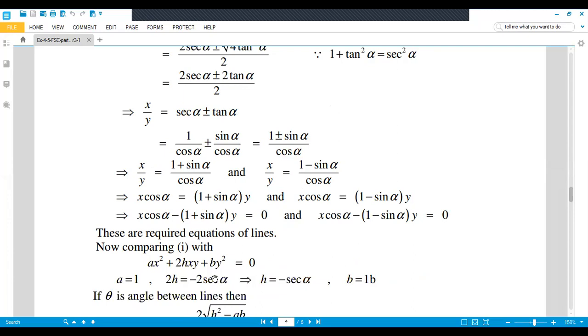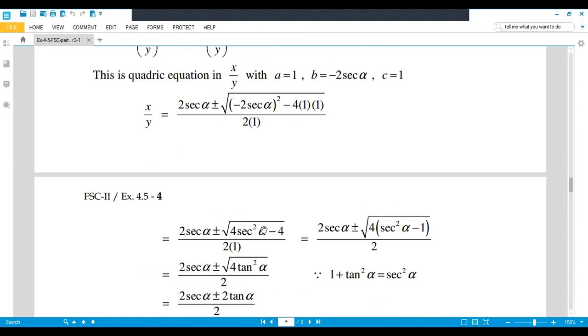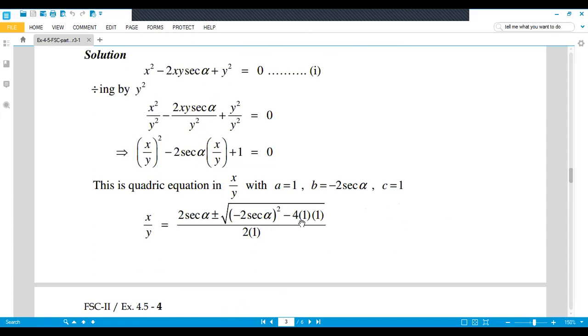Now we have to compare the original equation with the homogeneous equation ax square plus 2hxy plus by square. Here a is 1 and 2h is minus 2 secant alpha, and h is, dividing by 2 on both sides, minus secant alpha, and b is 1. Now tangent theta is 2 under root h square minus ab divided by a plus b. So we put the value of h, that is secant square alpha, minus the value of a which is 1, and the value of b is also 1.